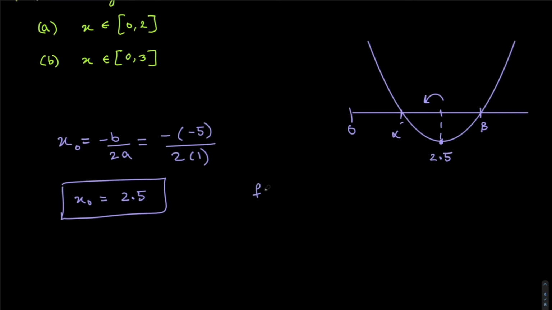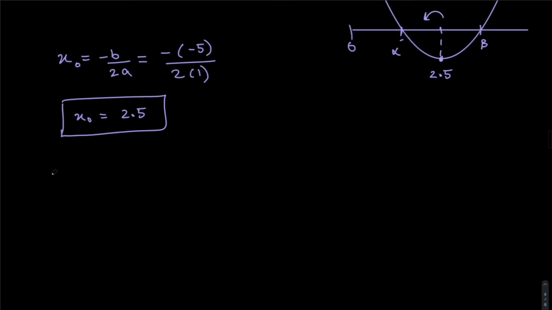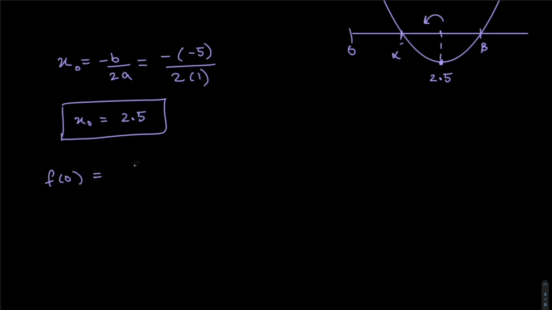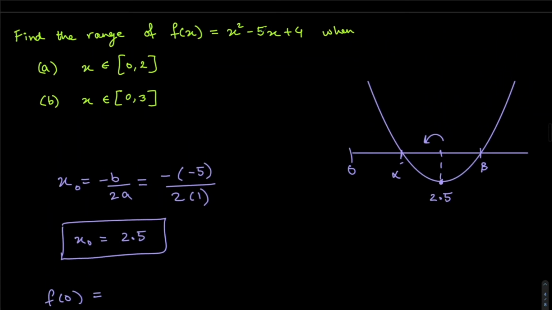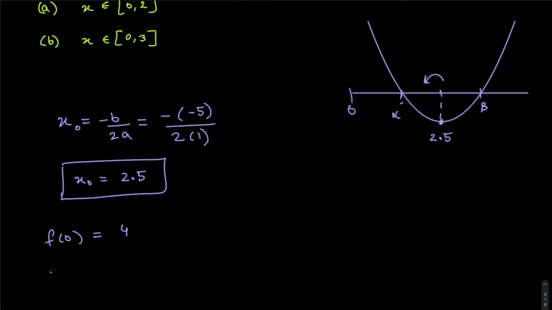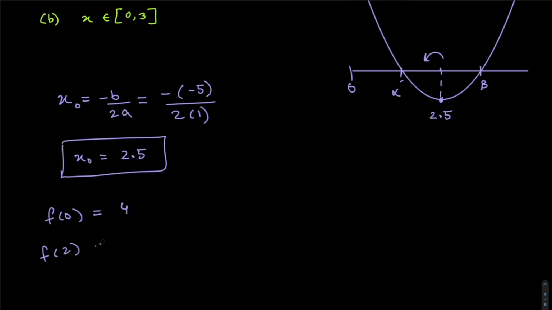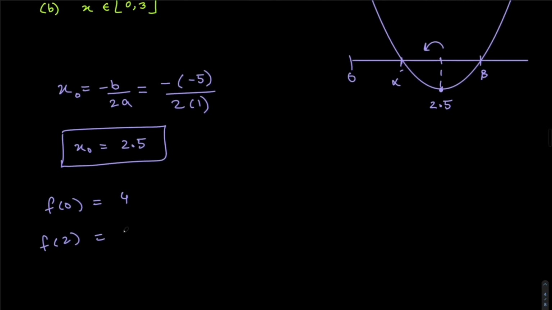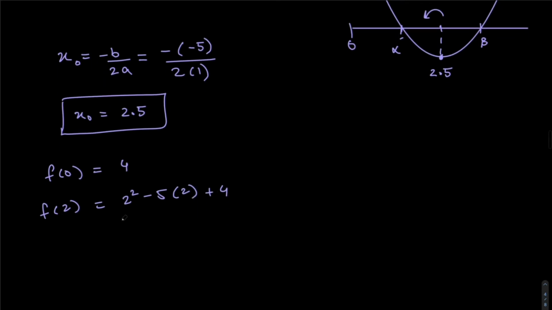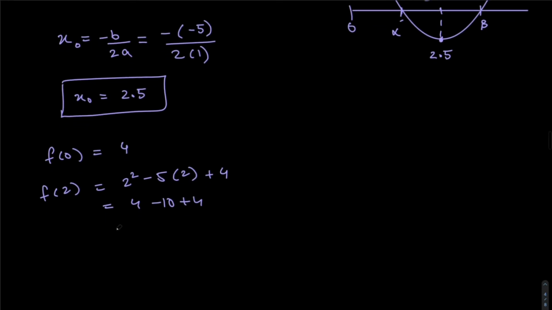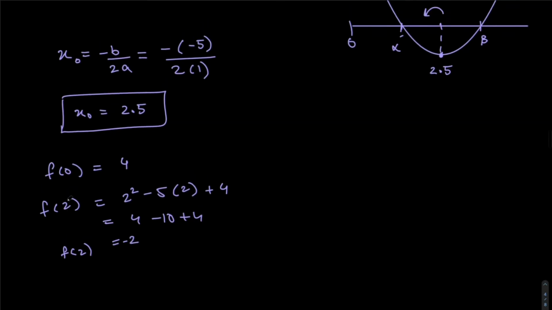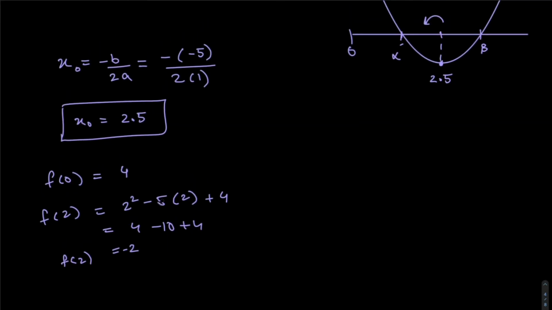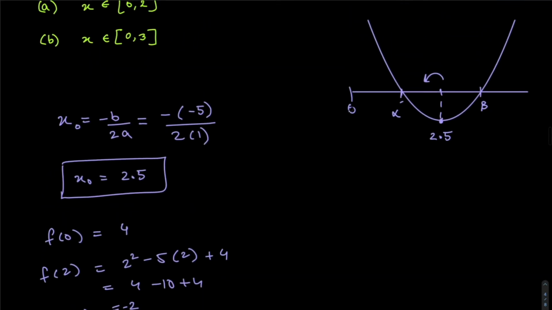So f of 0, or let me do it further down here. f of 0 will just be 4, because this will be 0, 0, and 4, right? And f of 2 will be 2 squared minus 5 times 2 plus 4. So this will be 4 minus 10 plus 4, which will be -2. So f of 2 is -2, and f of 0 is 4, right?